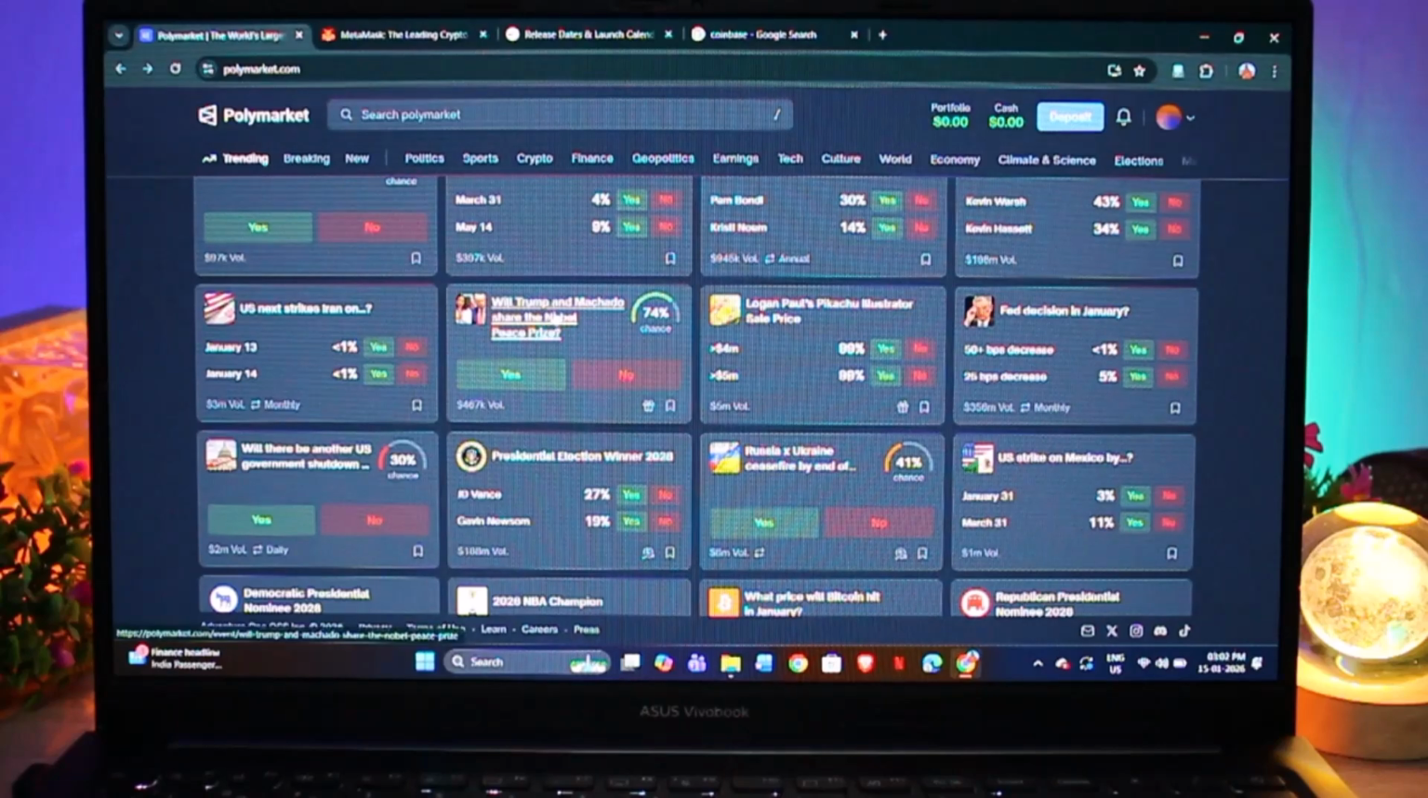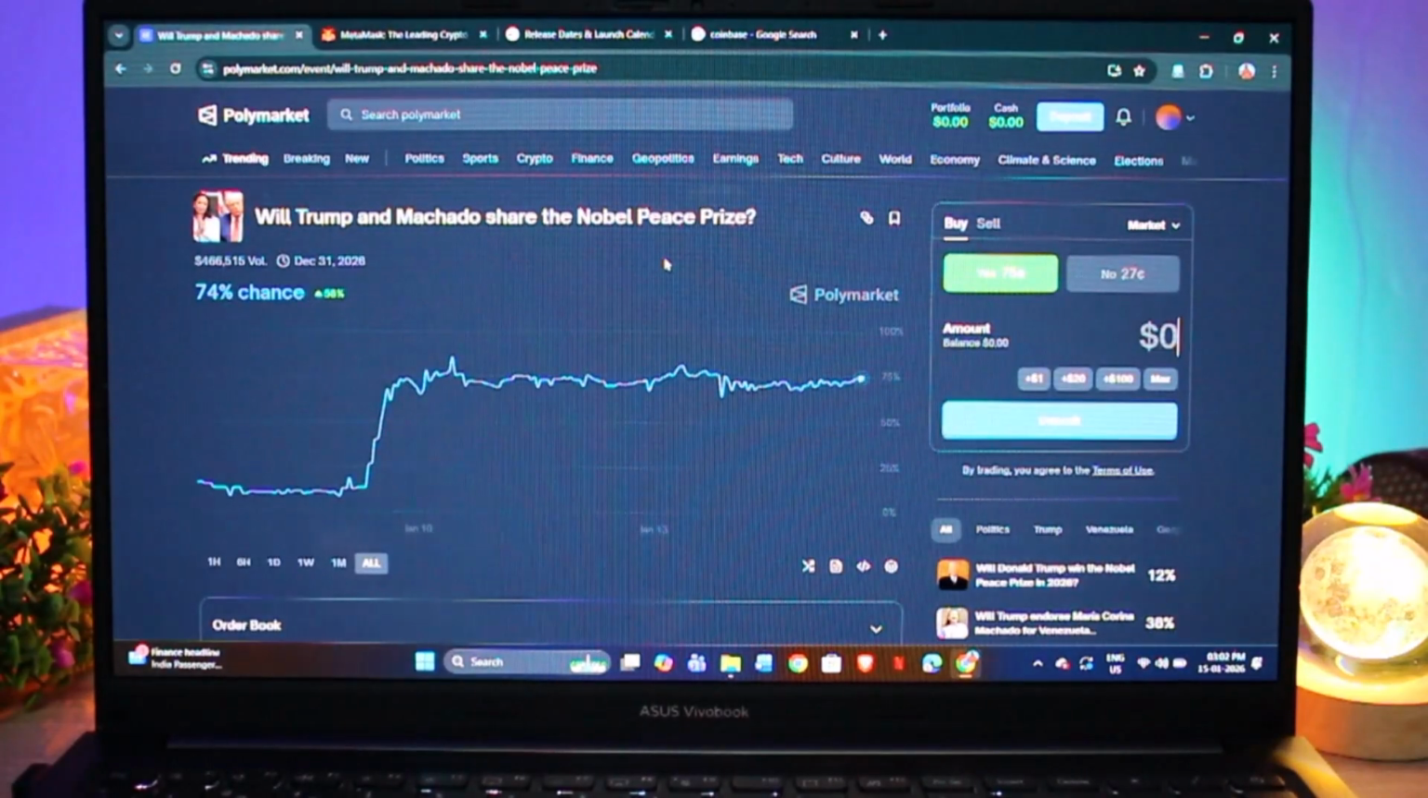Now click on any topic you like. Each price shows how likely the market thinks something will happen. Here you will see two options, yes or no. If you believe the real chance is higher than the price suggests, that can be an opportunity.